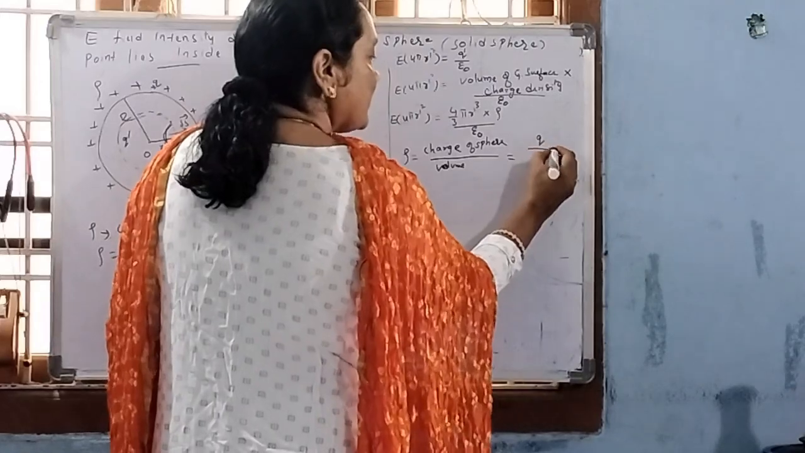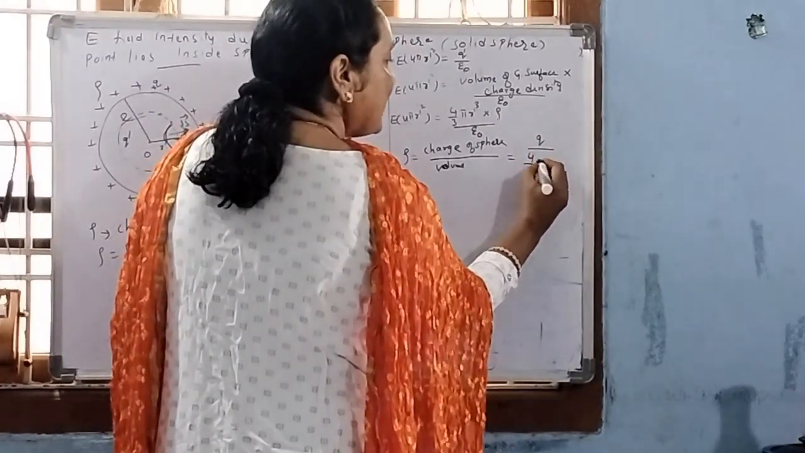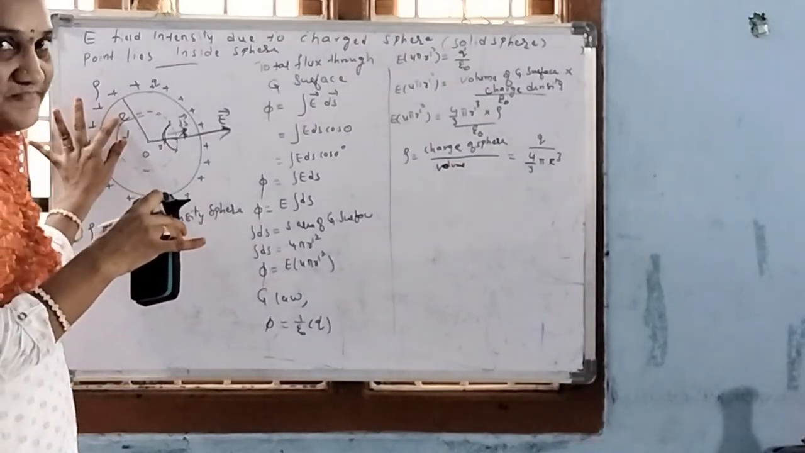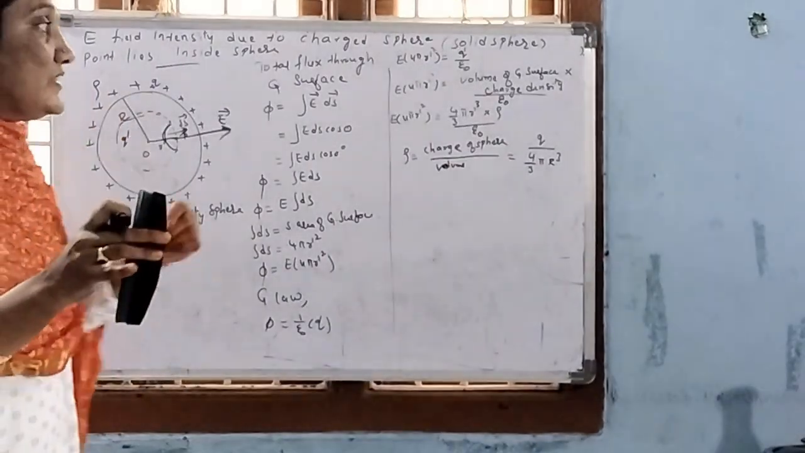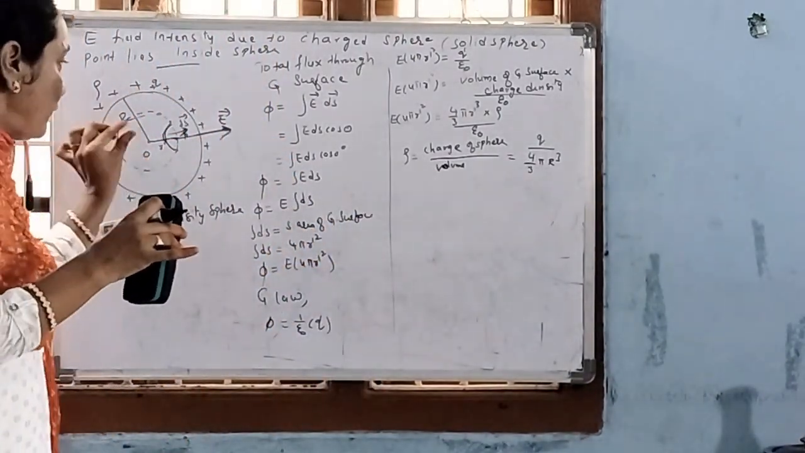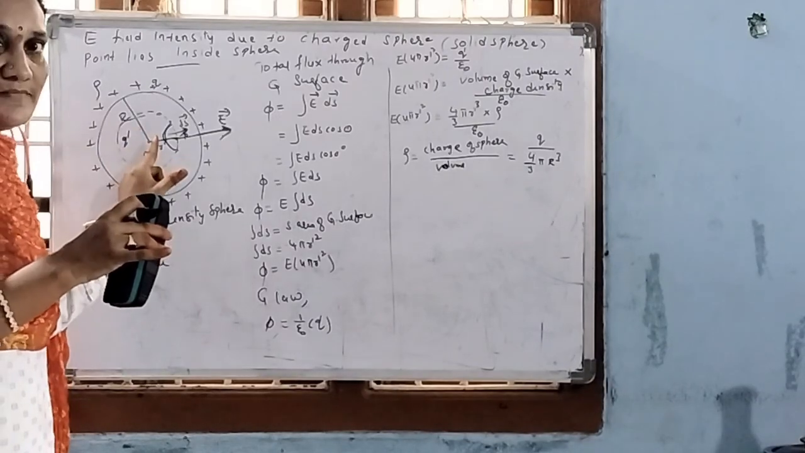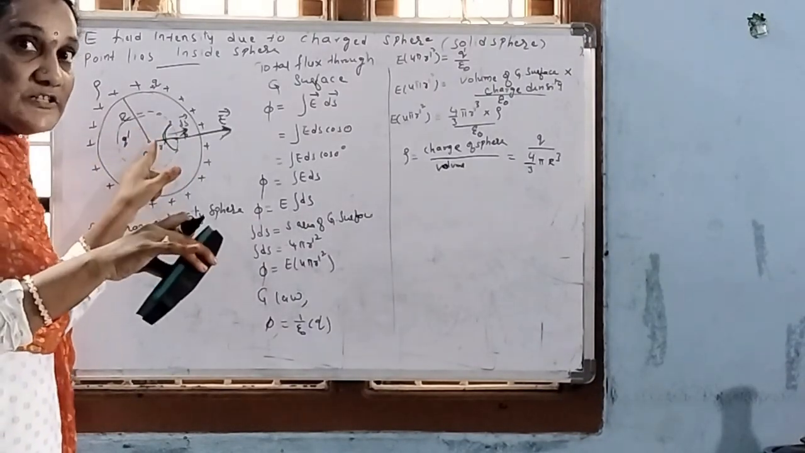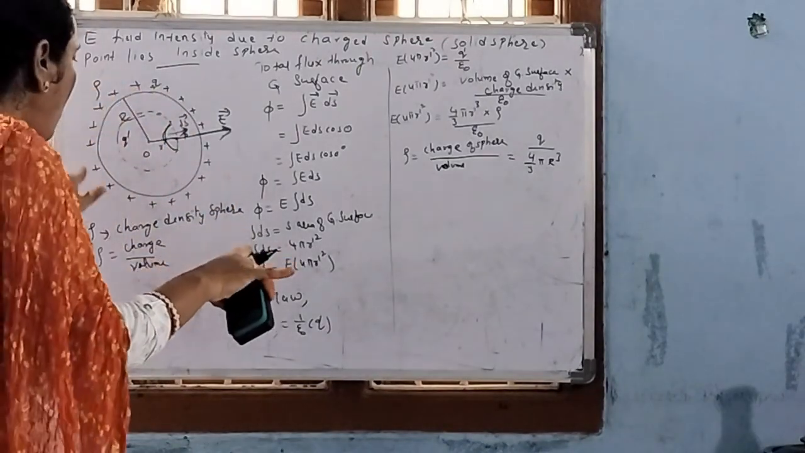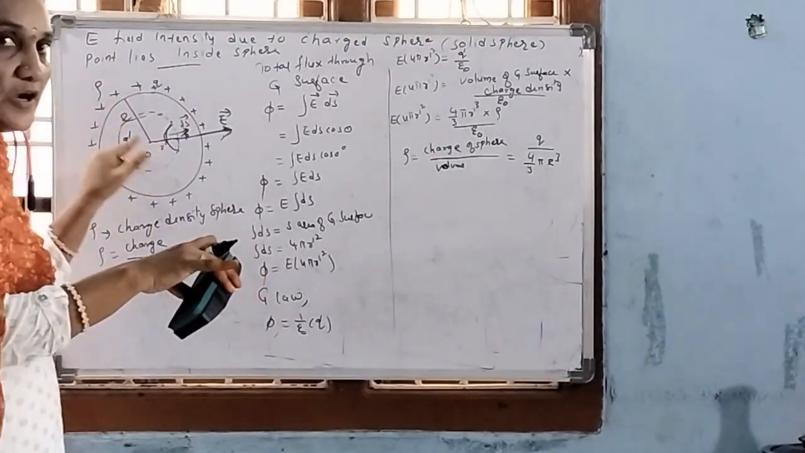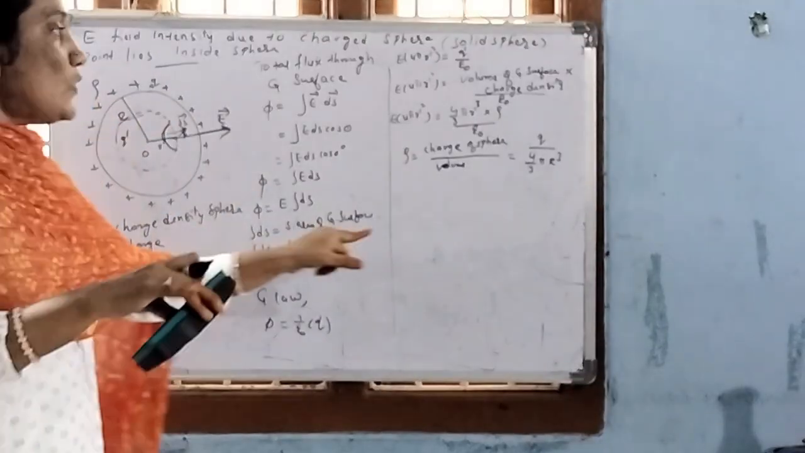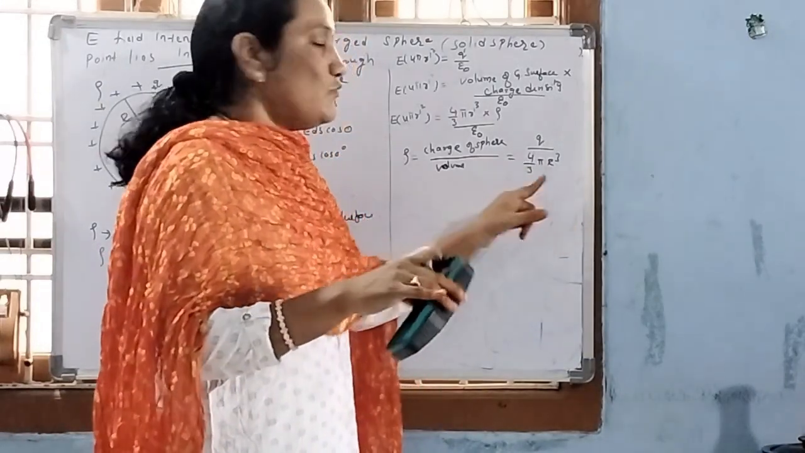Charge of sphere, Q. Volume, 4 by 3 pi, capital R cube. Because for sphere, the radius is capital R, we are saying. Then why we wrote sphere? Because this Gaussian surface is within this sphere only. The point we took inside the sphere. So the Gaussian surface is within the sphere, within this whole charge density rho. So only we are writing charge of sphere by volume.